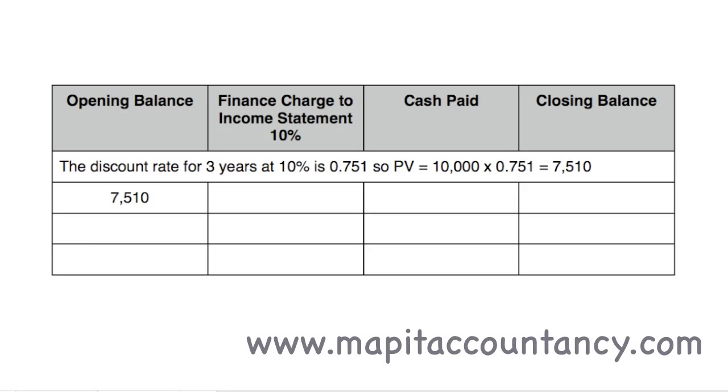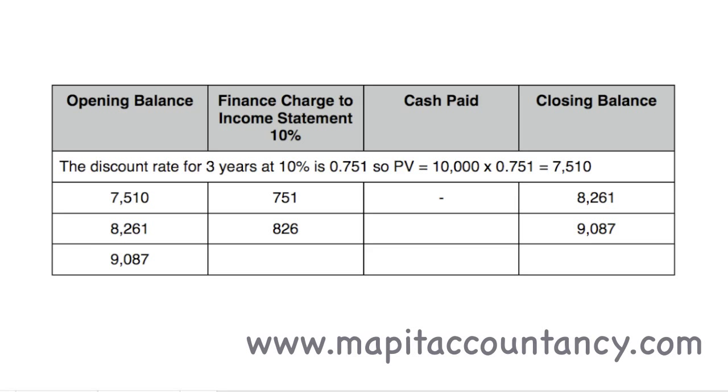Each year we need to unwind that discount. We do that by multiplying the 7,510 by the 10%. That's charged to the income statement: debit the income statement, credit our liability to increase it. No cash paid, so our closing balance is 8,261, the 7,510 plus the 751. That then is our opening balance for the next year. Again, our finance charge to be debited to the income statement and credited to the liability is 826, 10% of the opening balance. Add those together and we get 9,087. So our opening balance in year 3 is 9,087.